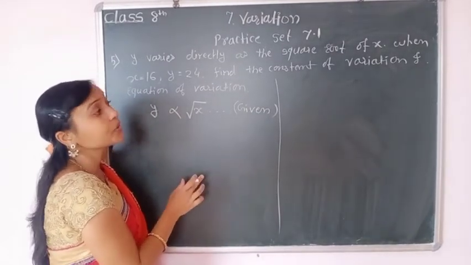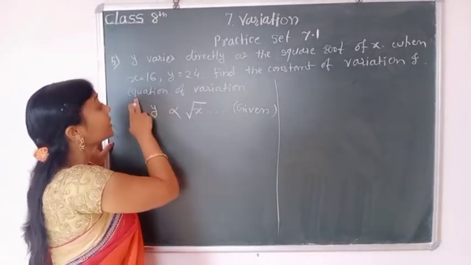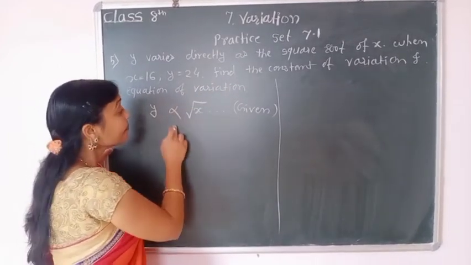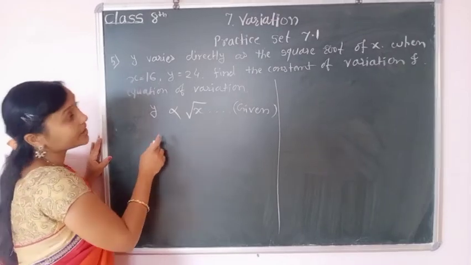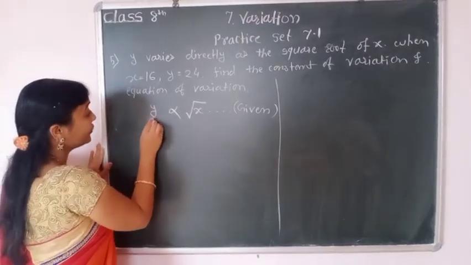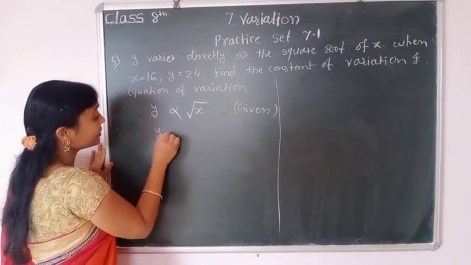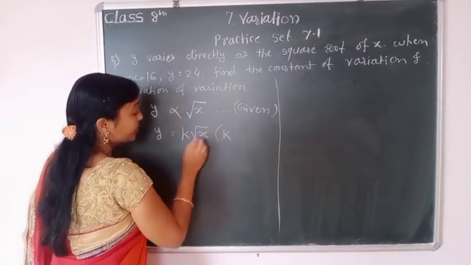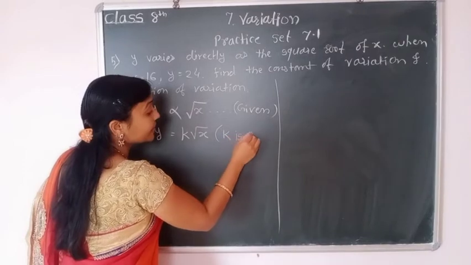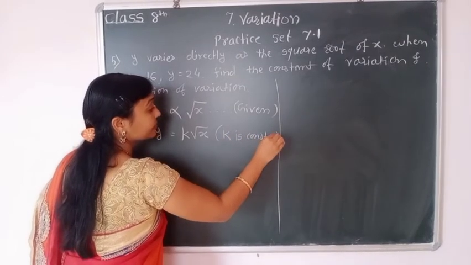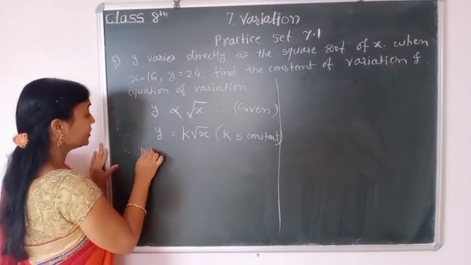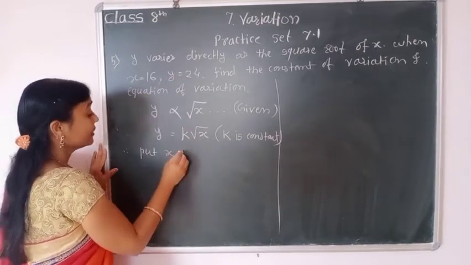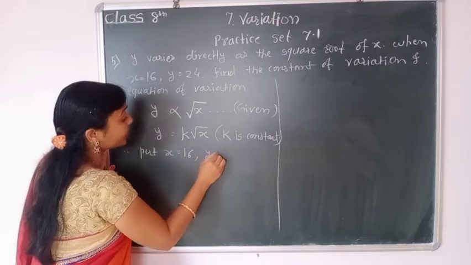K. So first we find out the value of k and the equation of variation. First we find out the constant of variation k. First we write down the equation y is equal to k root x. This is the equation of variation where k is constant. Then put the values of x and y for finding k. X equal to 16 and y is equal to 24.